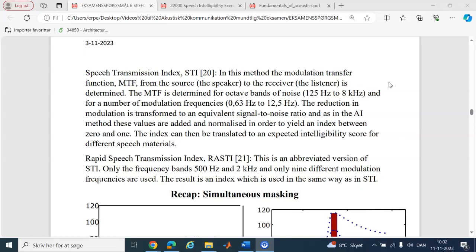The reduction in modulation is transformed to an equivalent signal-to-noise ratio. And as in the AI method, these values are added and normalized in order to yield an index between 0 and 1. The index can be translated to an expected intelligibility score for different speech.